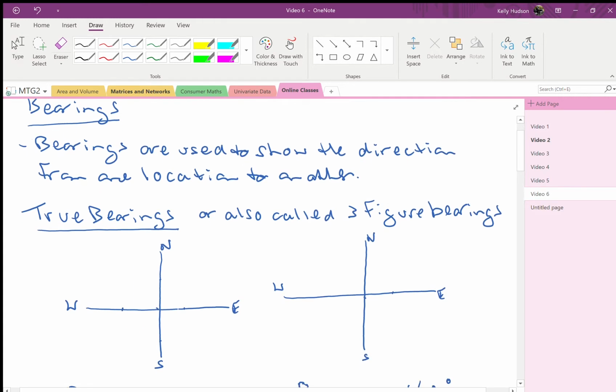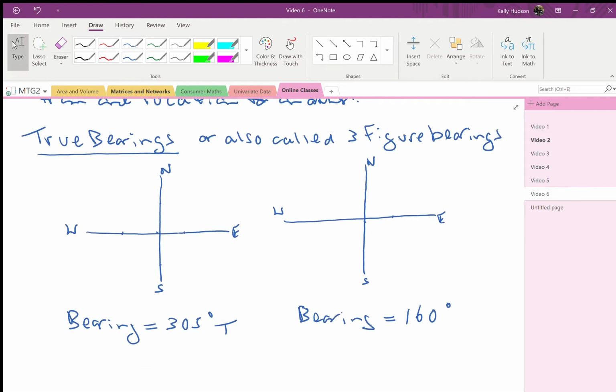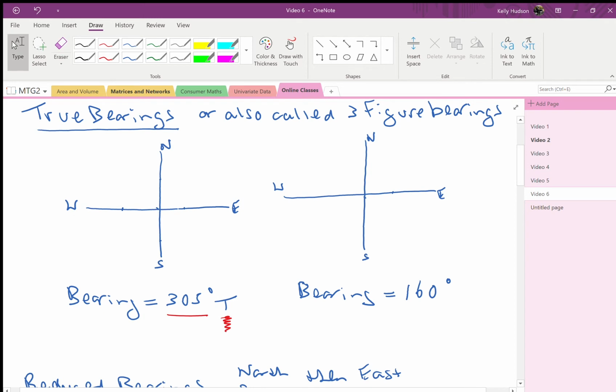So what we're going to do is have a look at two different types of drawings for bearings, or writing them down. One is called a true bearing, and this comes from north. It's also known as a three-figure bearing. All of the true bearings have a T on the end of them and a number of degrees that the bearing is going through. So 305 degrees true bearing, which direction would that be?